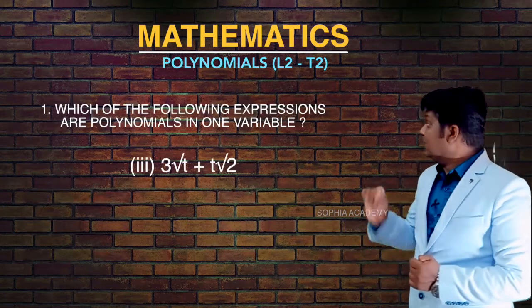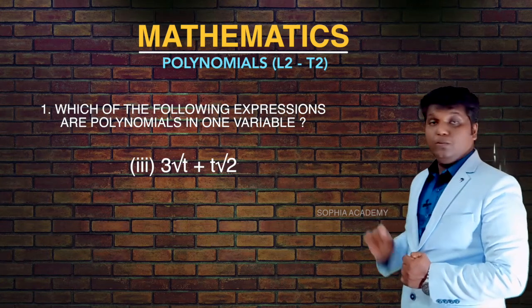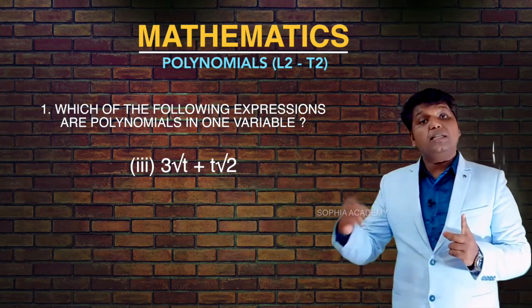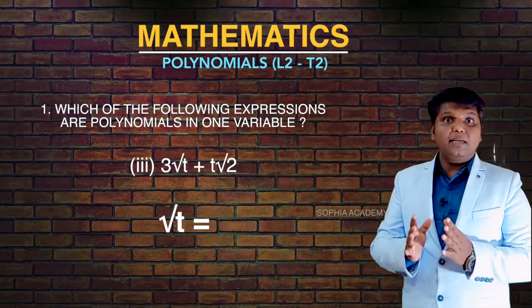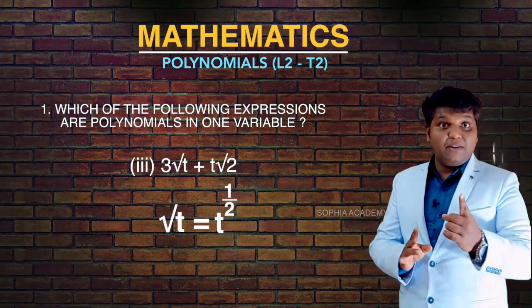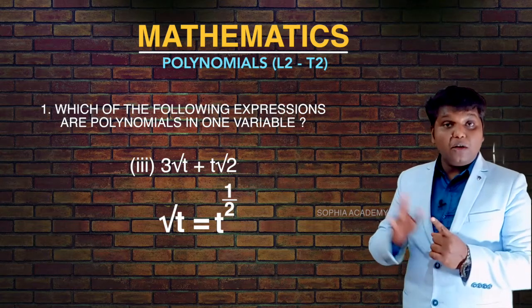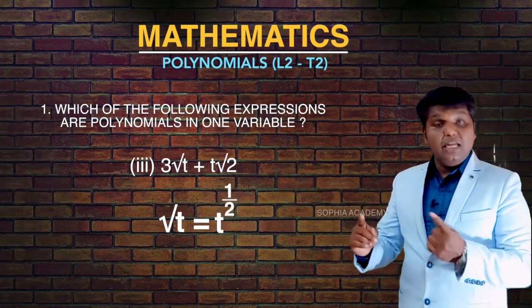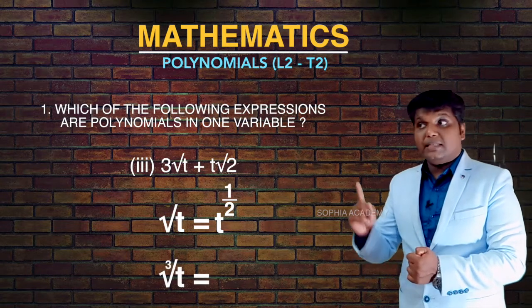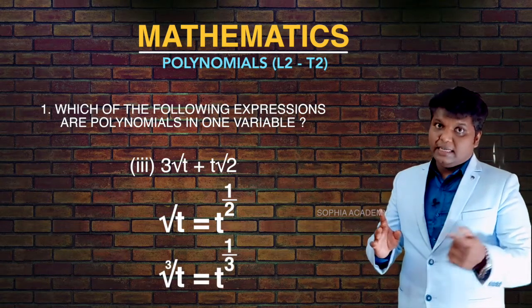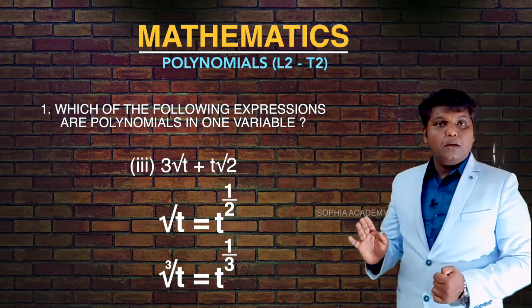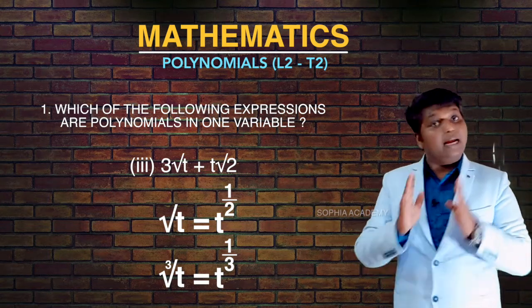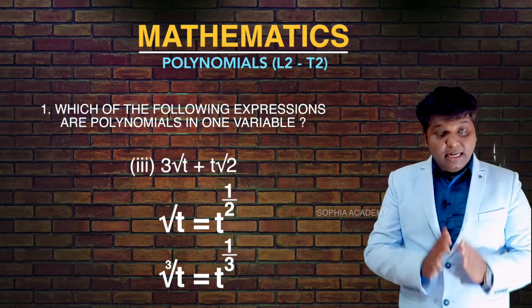3 root t plus t root 2. What does it mean by root t? Root t means t raised to 1 by 2. We have studied this in our 8th class, right? If it is a cube root of t, we will say t raised to 1 by 3. Here it is a square root, that's why it is t raised to 1 by 2. Anyhow, there is only a single variable, that is t here.